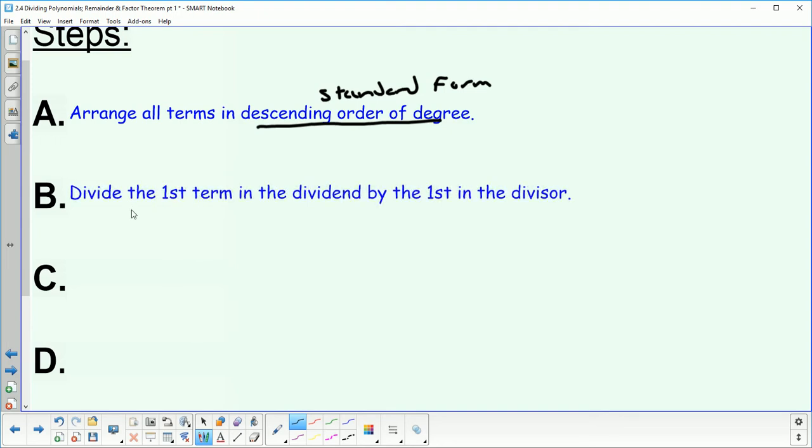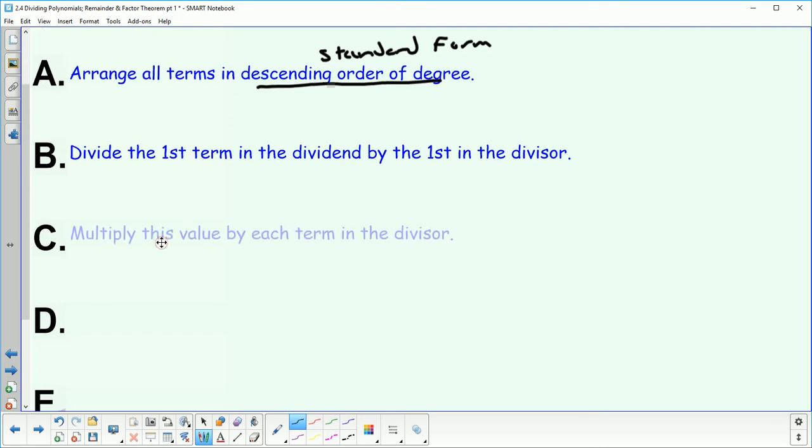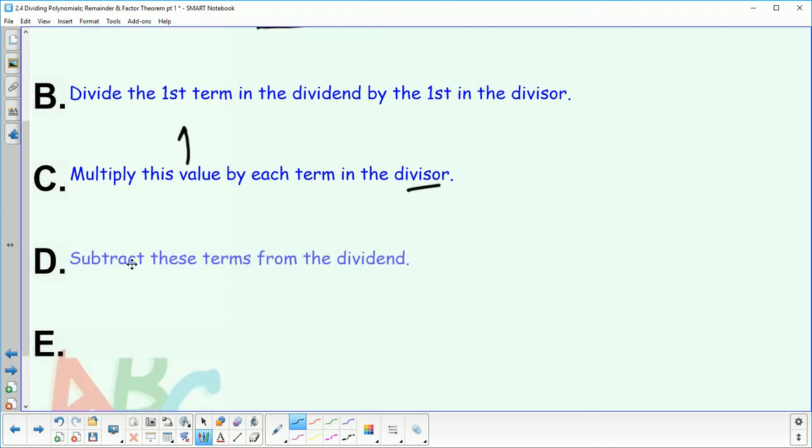Okay, so you're going to arrange them in standard form, both the divisor and the dividend. And you're going to start by taking the first term of the dividend divided by the first term in the divisor. So the term on the inside divided by the first term on the outside. That'll make a little more sense in a minute. Okay, you're going to multiply this value by each term in the divisor. Remember, the divisor is the term that is outside. And you're going to subtract. Now this is a place where we tend to make mistakes. You need to make sure you're careful and that we actually subtract these terms from the dividend.